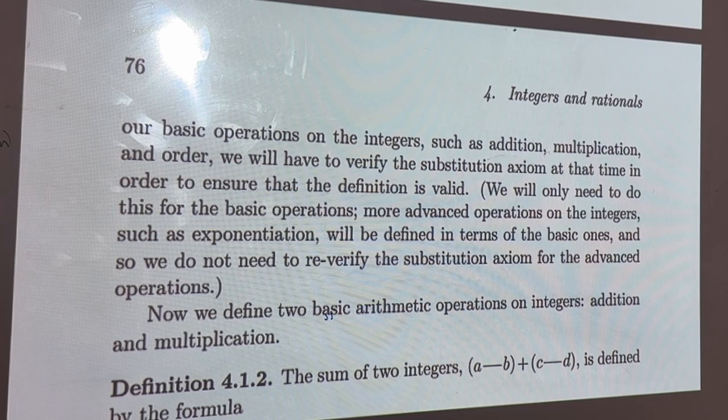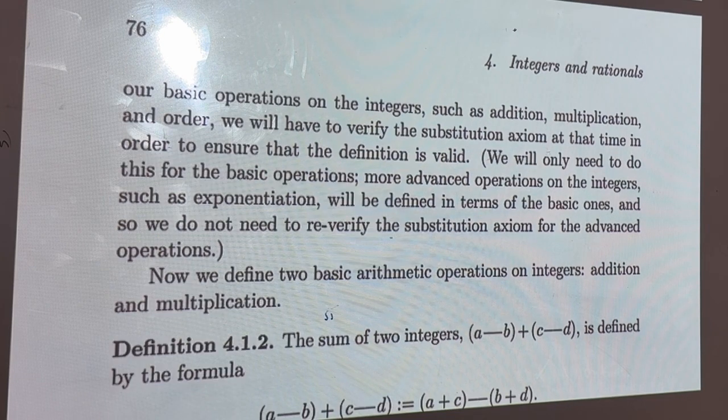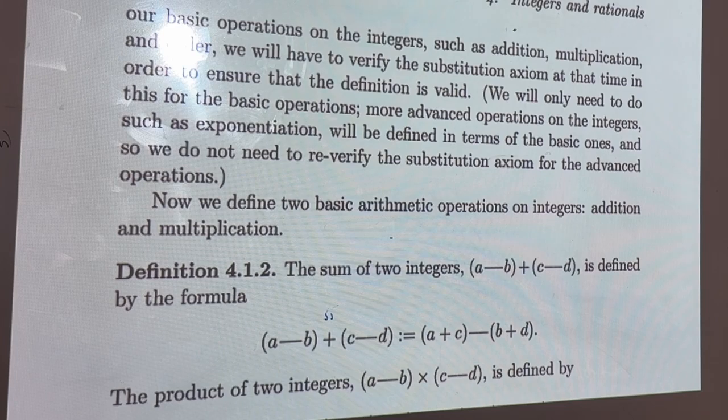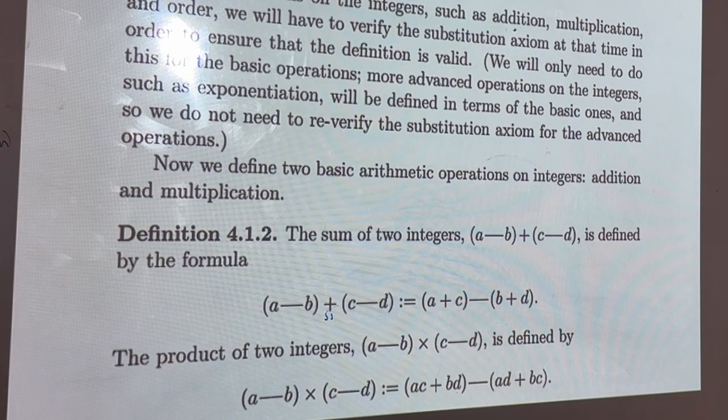We have no idea whatsoever other than a—b equals c—d if and only if a plus d equals b plus c. That's all we know of. The sum of two integers a—b plus c—d is defined by the expected formula, a plus c over b plus d. It's like complex number addition, no?